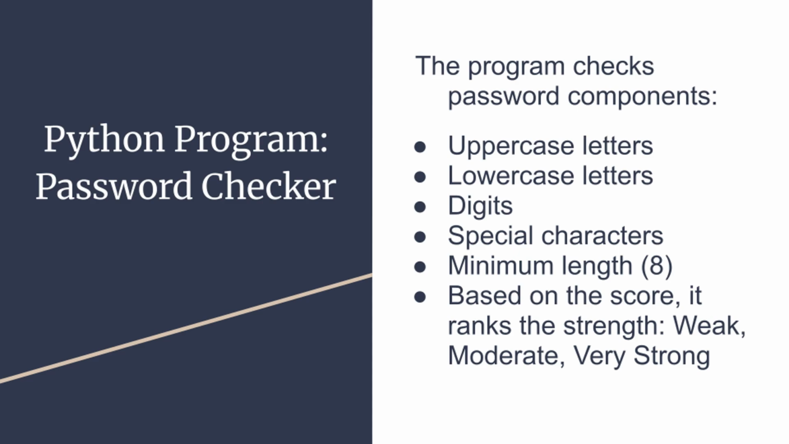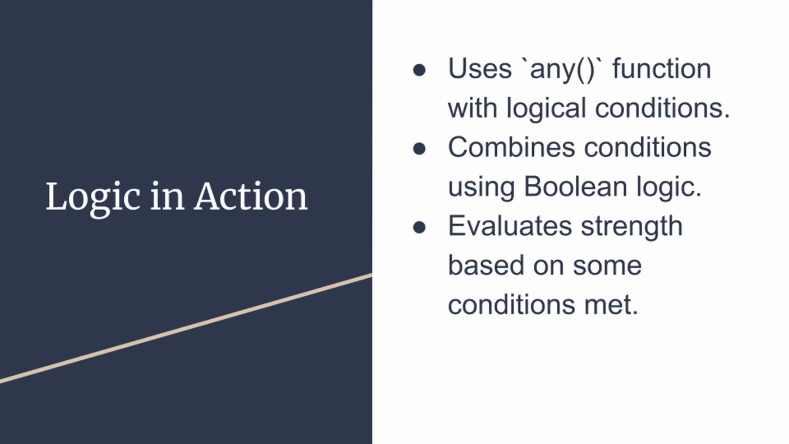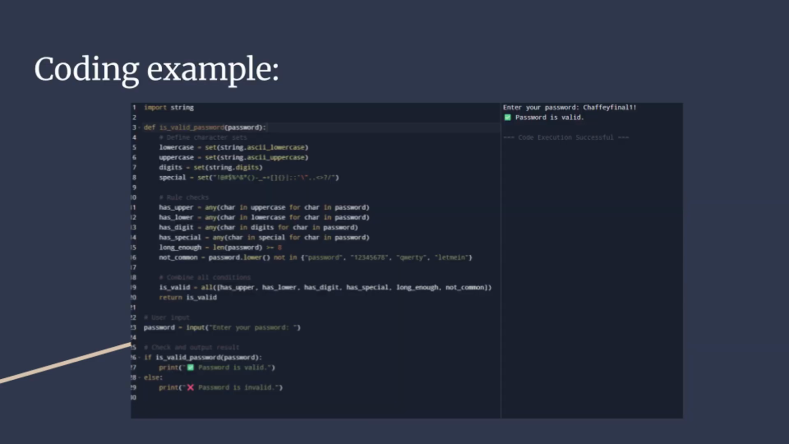Python program, password checker. The program checks password components: uppercase letters, lowercase letters, digits, special characters, and minimum length of 8. Based on the score, it ranks the strength as weak, moderate, or very strong. Logic in action: it uses the int function with logical conditions, combines conditions using Boolean logic, and evaluates strength based on how many conditions are met.